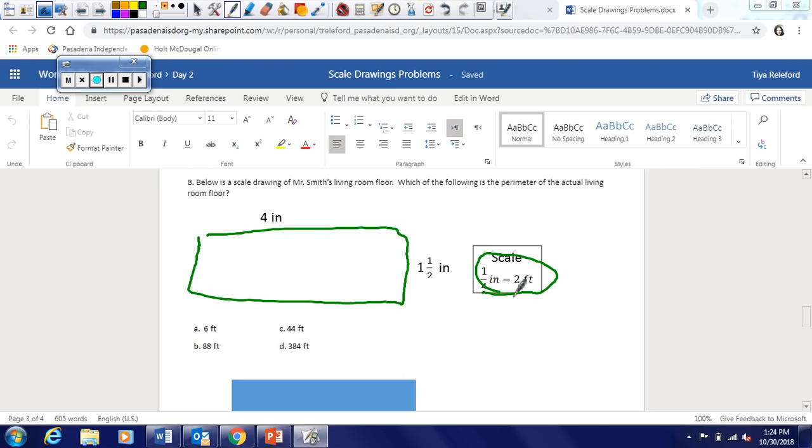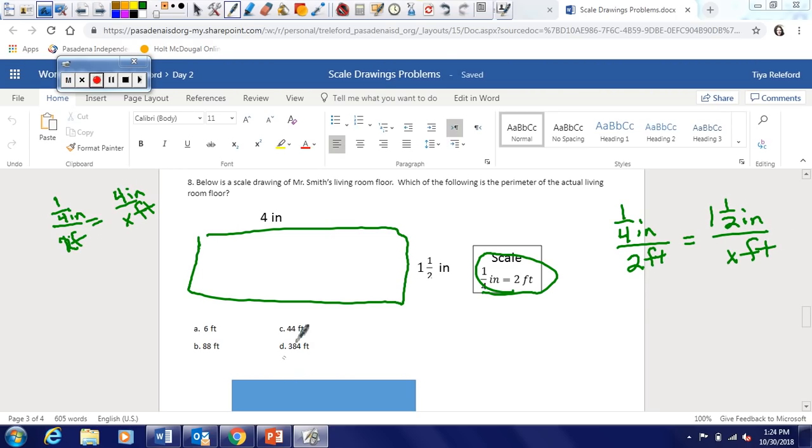You have a scale. You are going to have to use the scale for each of these measurements. So the top, you have 1/4 inch equals 2 feet. And you have 4 inches equals X feet. And the side over here, you have 1/4 inch equals 2 feet. And you have 1 1/2 inches and X feet.